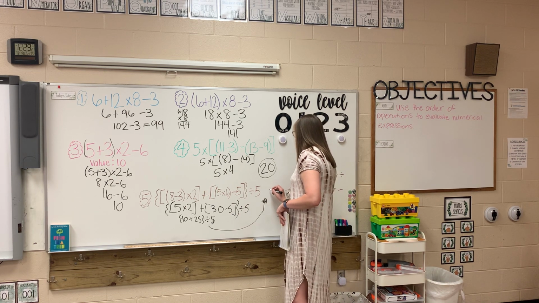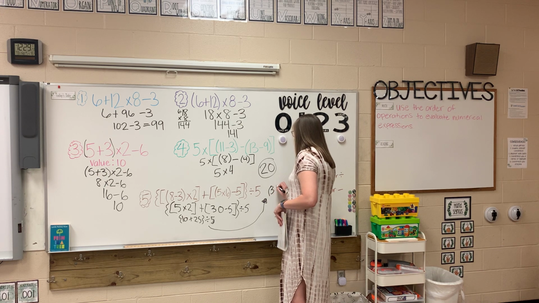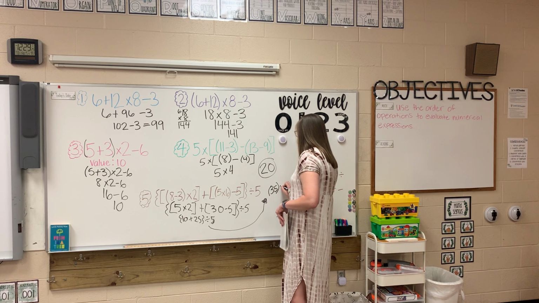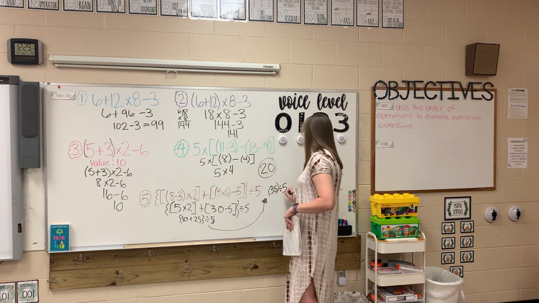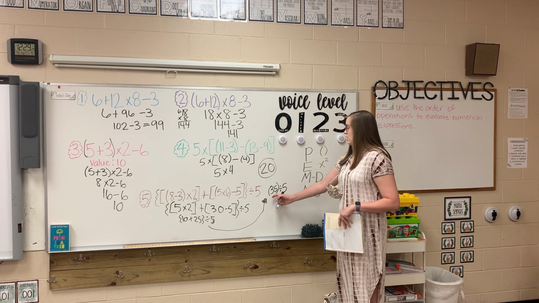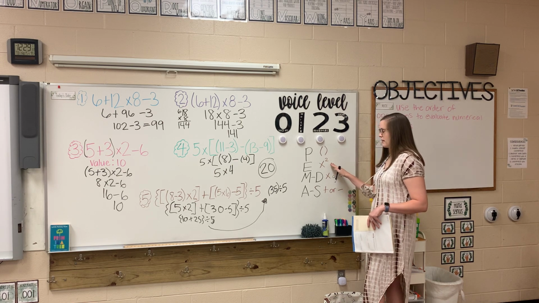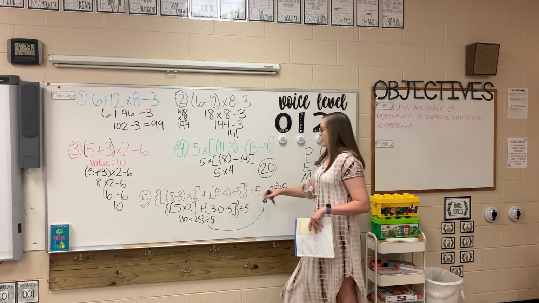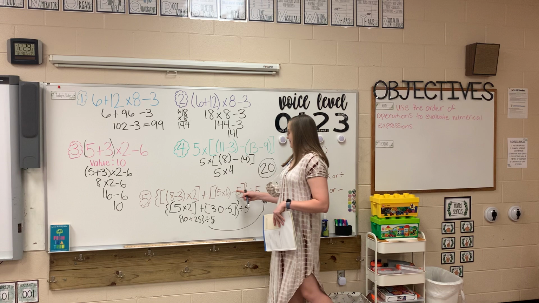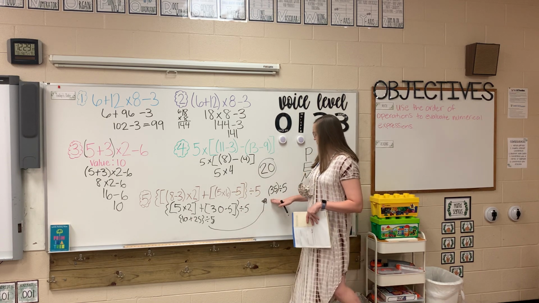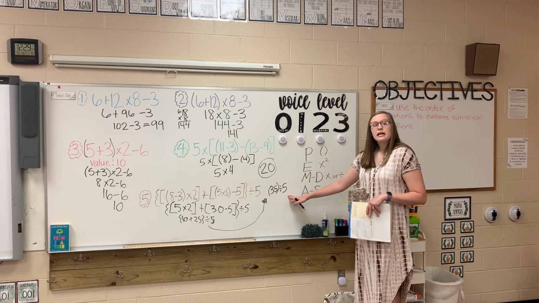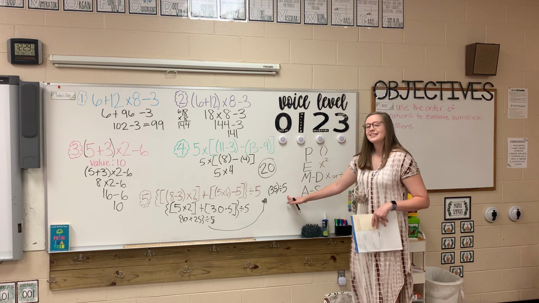So we have 35, and we still have our divided by 5. Well, now that we have solved everything, we've been through our parentheses, we didn't have any exponents, and we already did our multiplication and division inside, now we just have 35 divided by 5. And what is that, boys and girls? 7.